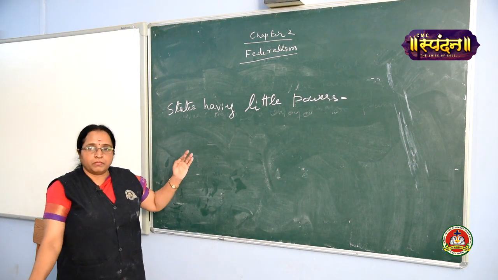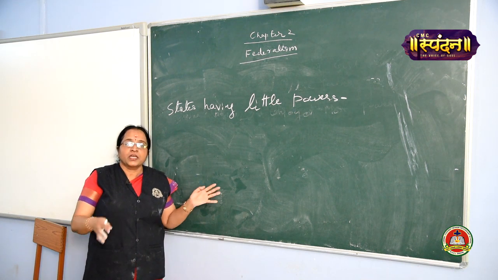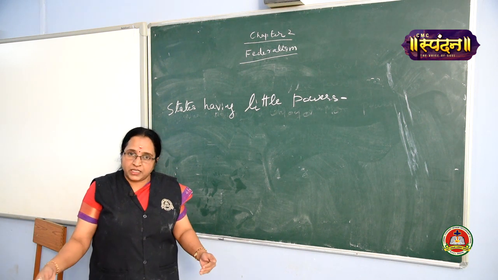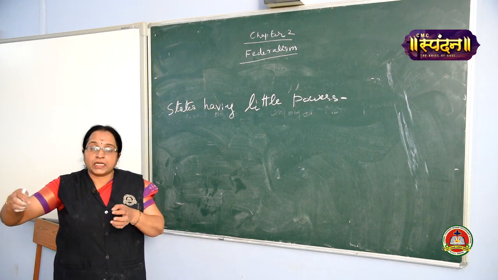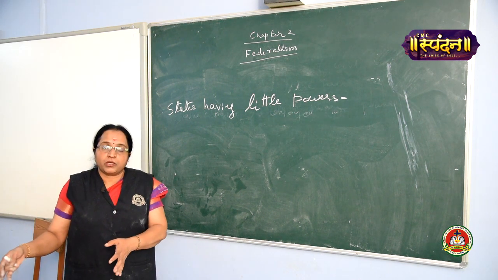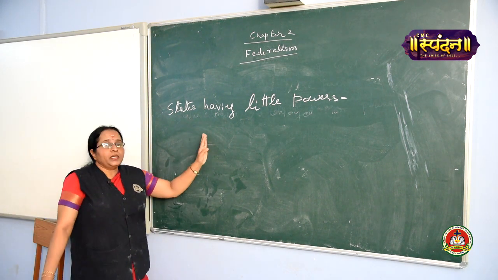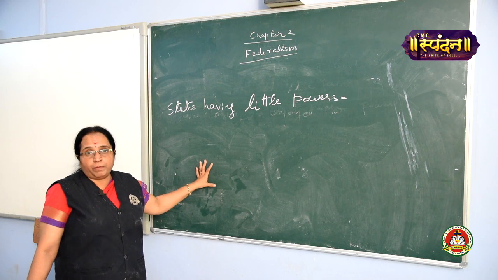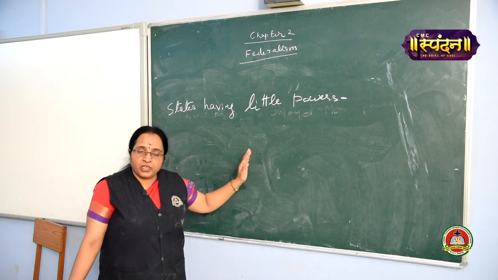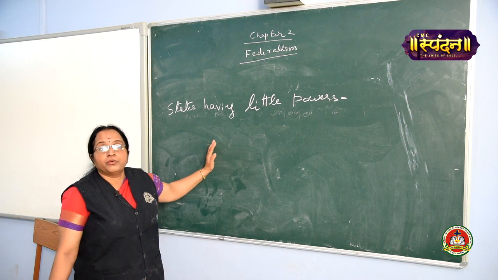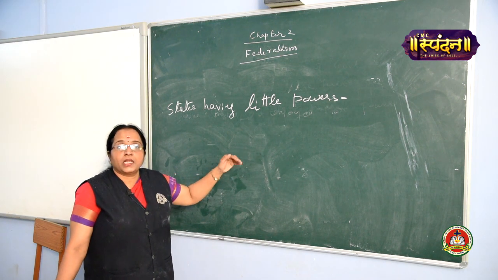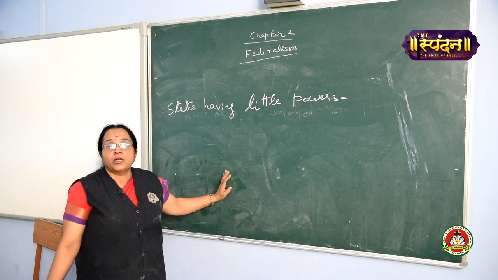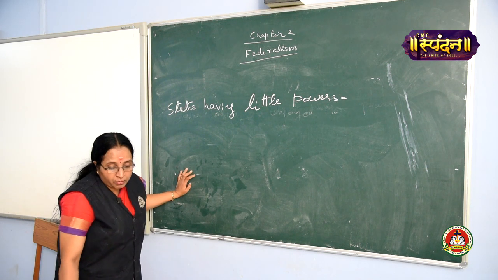So what was the peculiarity of these states? These states cannot be merged with the existing states, or they cannot be declared as a separate state. This is the peculiarity of these states. These are the states which enjoy little powers, so we call these states union territories. Am I right? It's like Delhi and Lakshadweep, these all come under the rule of the central government, isn't it?